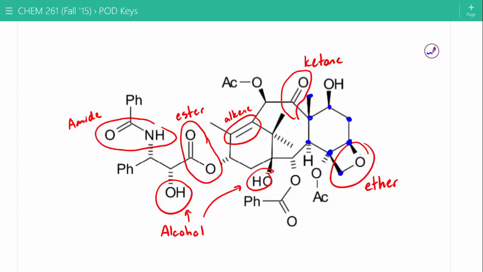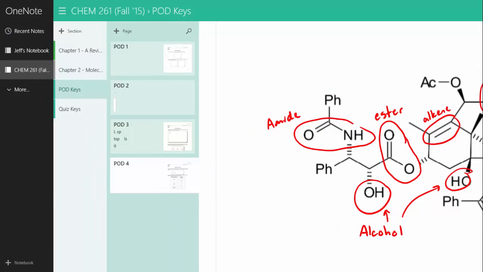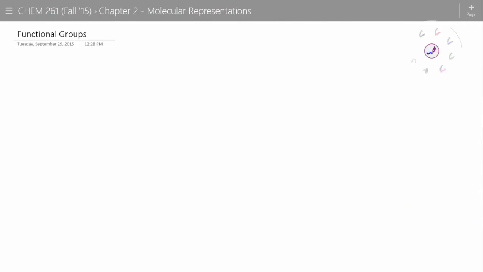So we've got a bunch of different carbons here. This would be considered an ether because we've got an oxygen directly bonded to two carbons. All right, so now let's go through and practice functional groups a little bit more and make a more complete list. So let's start with our more basic functional groups.